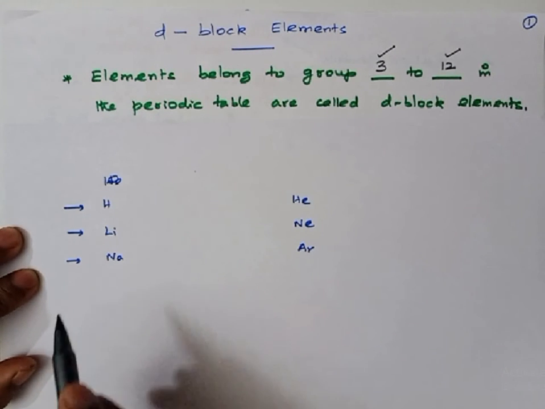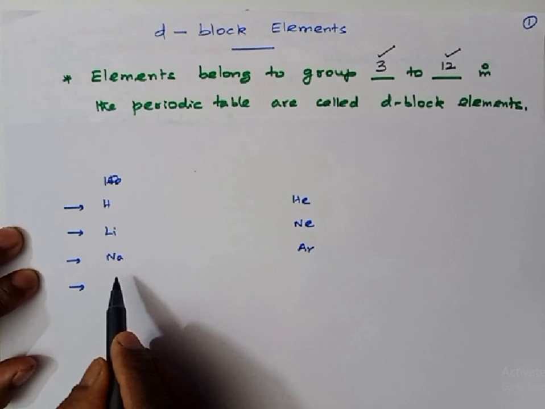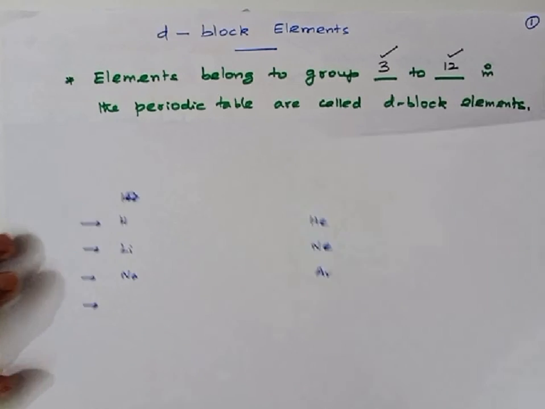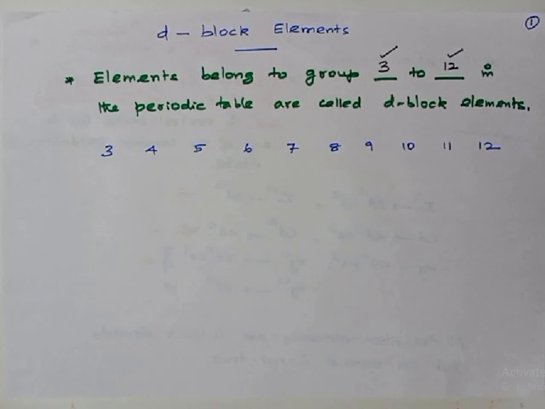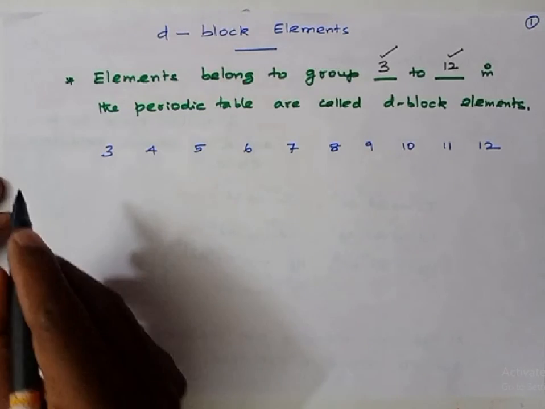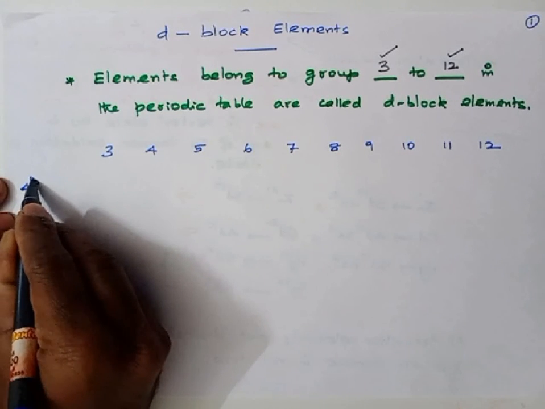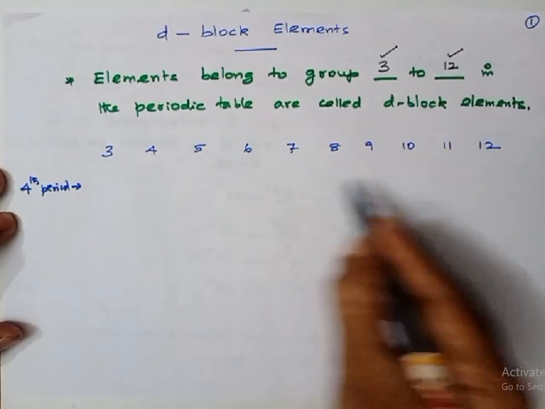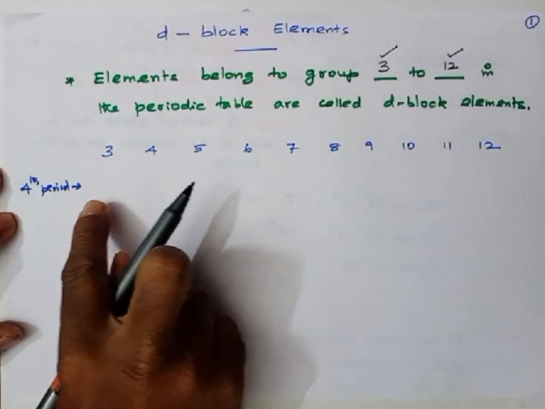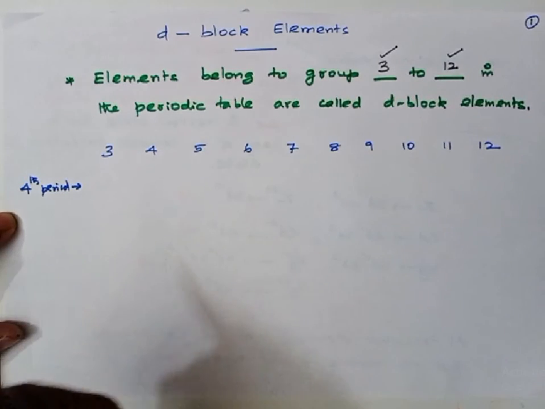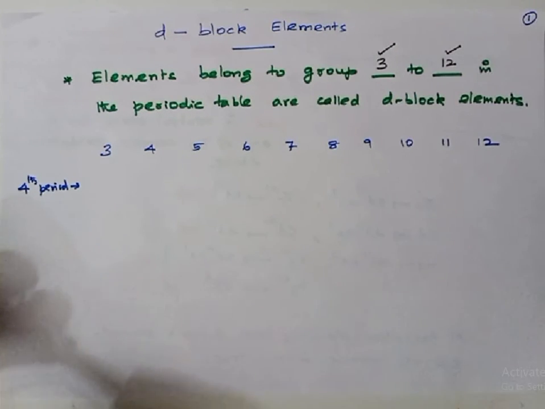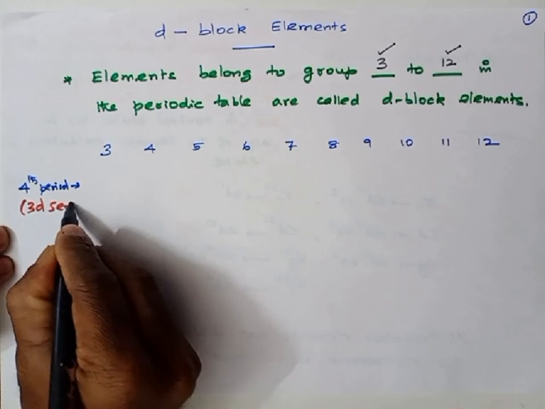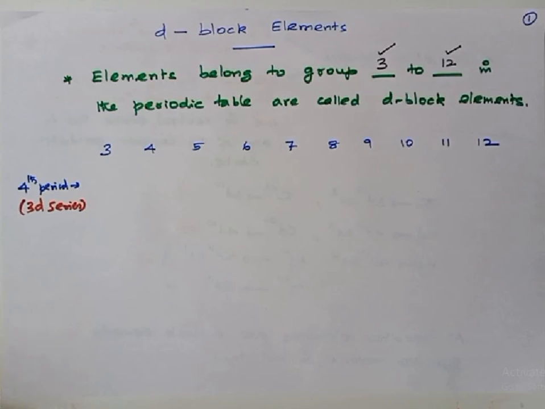Then in the fourth period we have the D block elements. So D block elements start to appear in the fourth period of the periodic table. The list of D block elements present in the fourth period is called 3D series elements. Why 3D series? We'll discuss. So what are the elements present in the 3D series?